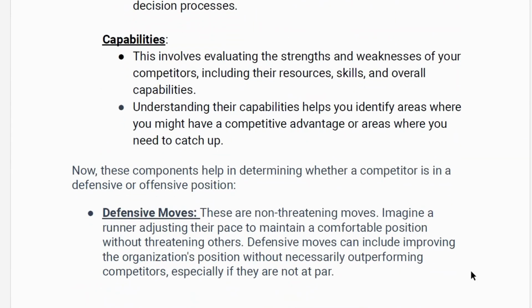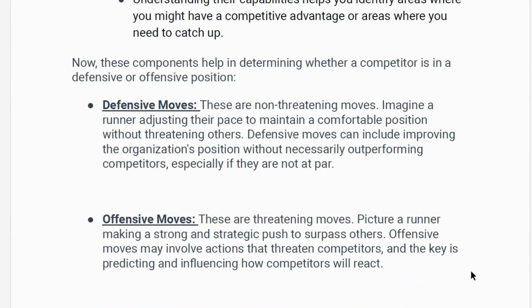So, these components help in determining whether a competitor is in a defensive or offensive position. Defensive position involves non-threatening moves. Imagine a runner who is adjusting his pace to maintain a comfortable position without threatening others. Defensive moves can include improving the organization's position without necessarily outperforming competitors, especially if they are not at par.